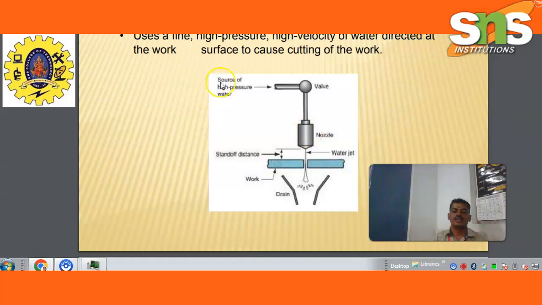These are examples of water jet cutting machines. The source of high pressure water enters into the valve. The valve can control and reduce the jet size by nozzles. The standoff distance between the water jet and the workpiece is a drain.